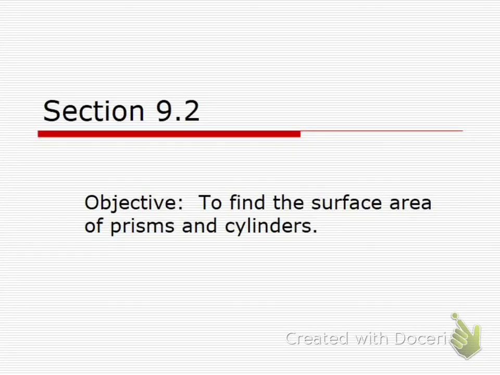Today we are doing section 9.2. So we are going to be finding the surface area of prisms and cylinders. We've already worked on finding volume of them. So we're going to now focus on surface area.